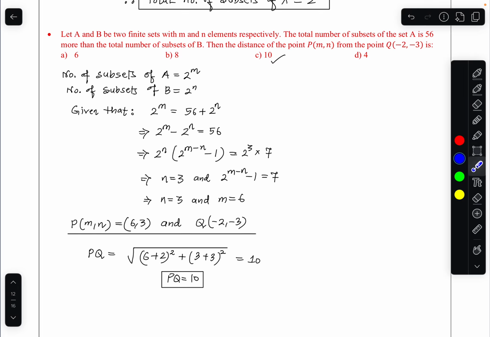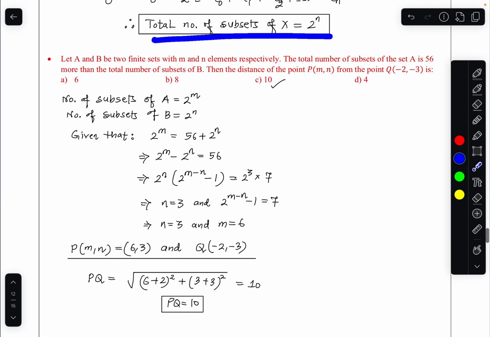So this is one problem based on the application of this result. Total number of subsets of a set which has n elements in it is given by 2 power n. So in this particular case, we observed there is a relation 2 power m is equal to 56 plus 2 power n. And then I tried to solve for m and n, which gave me the value of m as 6, n as 3. And then since we were talking about the distance between the two, I just used the distance formula to find the distance PQ. PQ is going to be equal to 10.